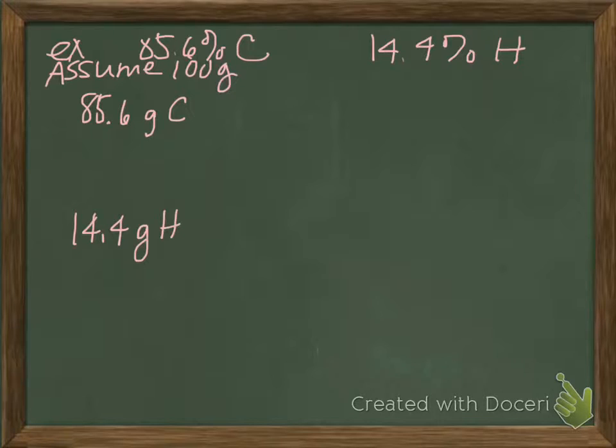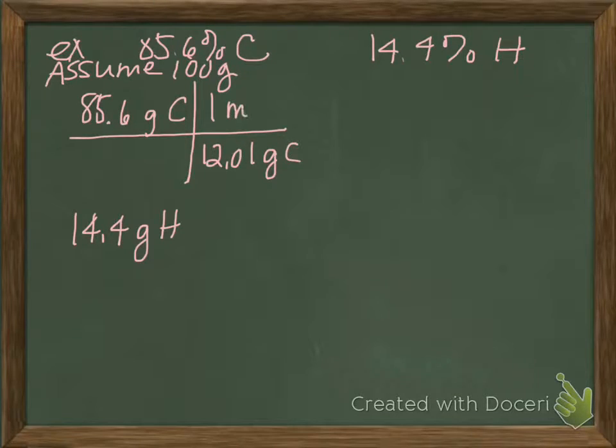How do I convert from grams to moles? We just did it on the worksheet from the weekend. We'll use our little grid, and we're going to use our what? Molar mass. So we're going to set up our grid for carbon. If we look up on the periodic table, the molar mass of carbon to 2 decimal places is 12.01 grams of carbon per 1 mole of carbon.